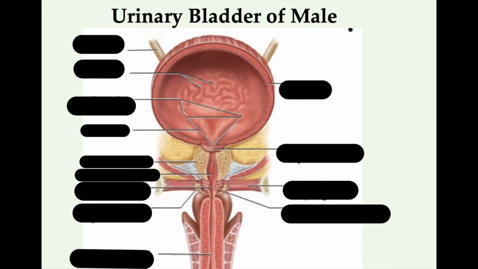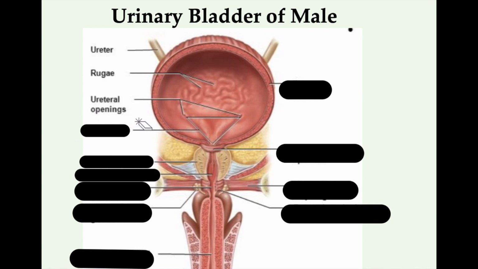Alright, so now let's talk about the anatomy of the urinary bladder of a male, and we'll start with the ureter. And as I talked about, this is a transport vessel from the renal pelvis to the bladder in transporting urine. Now, we haven't seen this in the female urinary bladder, and we didn't talk about this, and this is the rugae. And the rugae is just wrinkles in the bladder that allow for more expansion. Now, next we have the urethral openings.